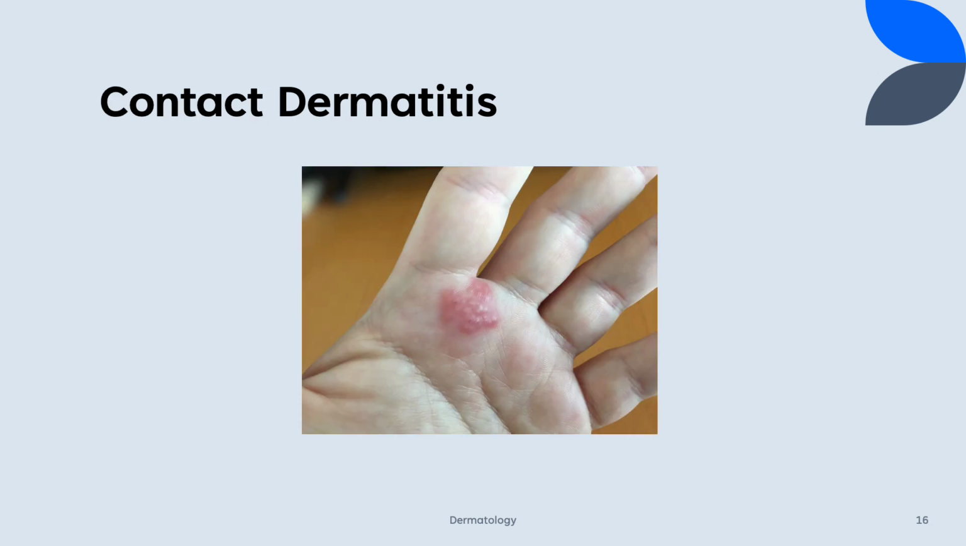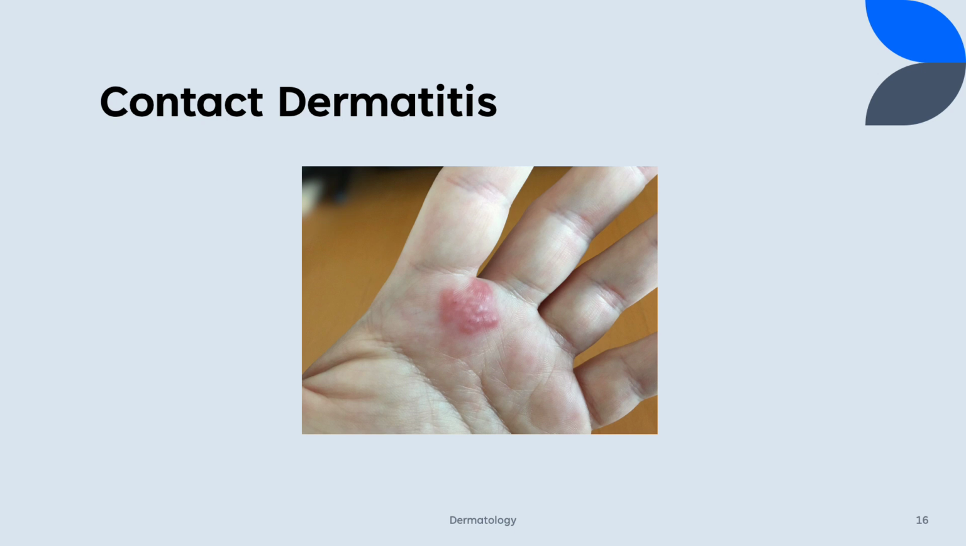So another type of dermatitis is contact dermatitis, which is an inflammatory skin condition that occurs when the skin comes into direct contact with an irritant or allergen. It can be classified into two main types: irritant contact dermatitis, which results from exposure to substances that physically damage the skin, such as soaps and chemicals, and allergic contact dermatitis, which is triggered by an immune response to allergens like nickel or poison ivy.